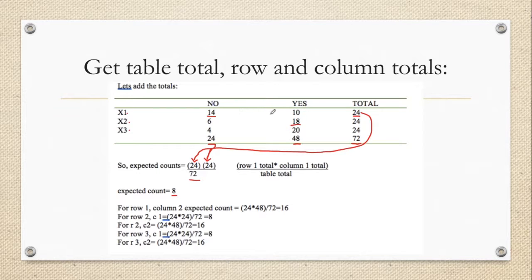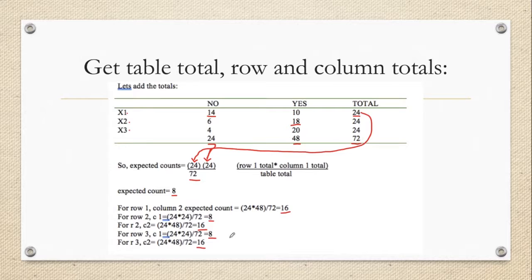We would do this for each of these. So I would do the same for row 1, column 2. In this case, my expected count is 16. For column 1, row 2, right here, my expected count is 8. For column 2, row 2, right here, my expected count is 16. For row 3, column 1, my expected count is 8. So that's this cell right here. And for this last cell right here, row 3, column 2, my expected count is 16.